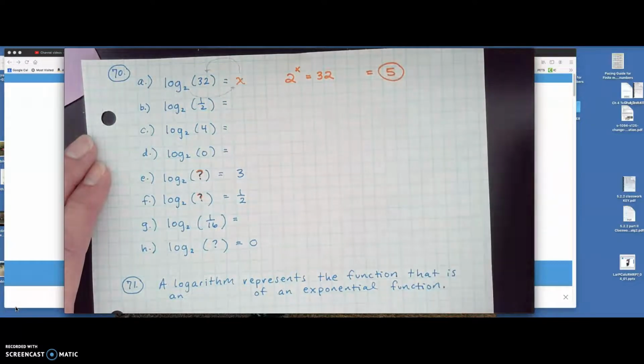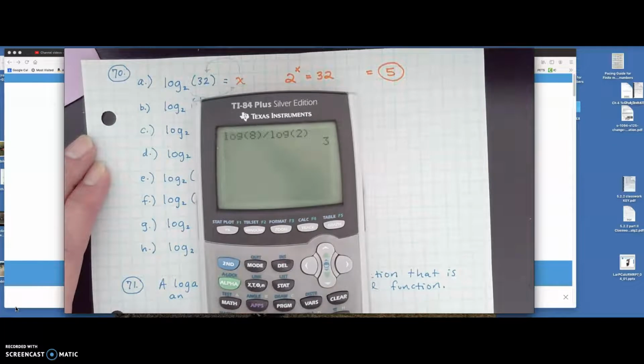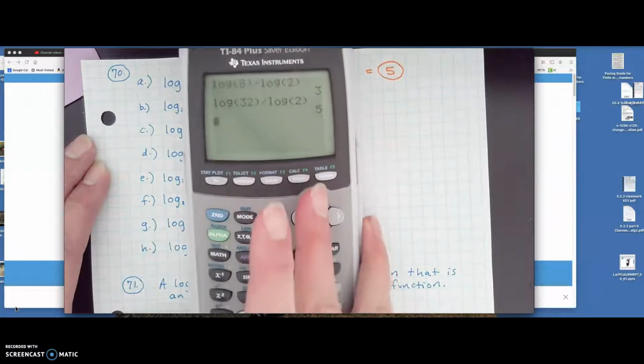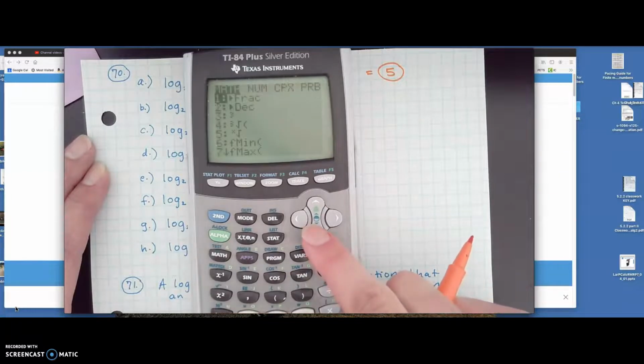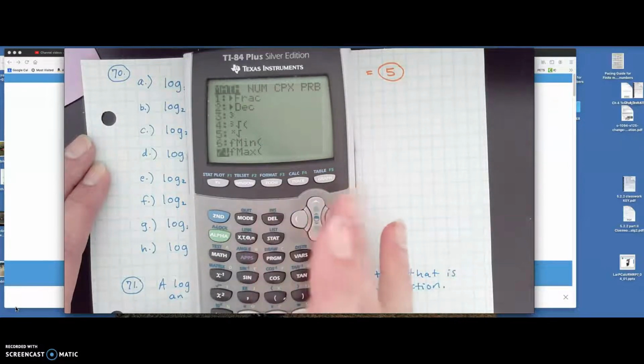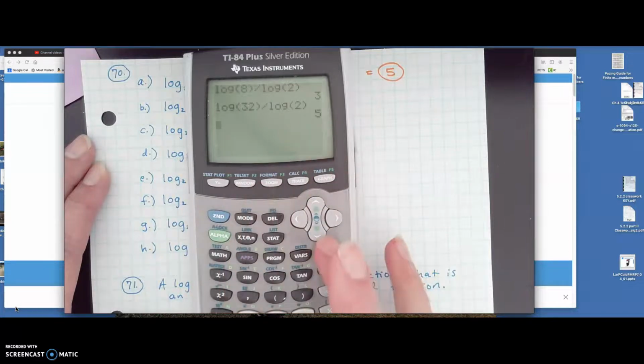So if I were to go in my calculator, the way I have to type it in, this is kind of like the older way of doing it, I'd have to go log 32 divided by log of 2. And I would get 5. If you have the newer model, which I don't have one of those at home, but you would go to math, and I believe if you just scroll down, there's like a part for you to type in the log with the base, but the older ones don't have it.